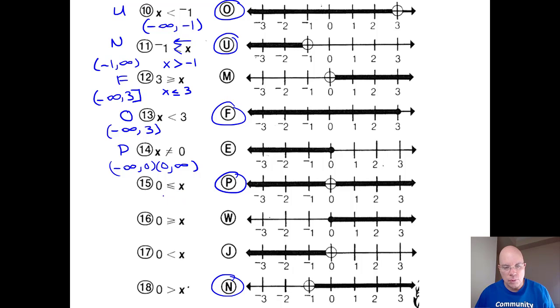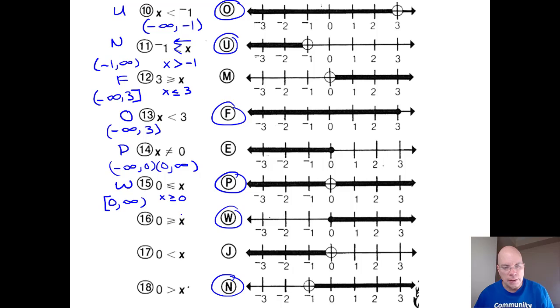I'm going to rewrite this one. X is greater than or equal to 0. So I need a solid dot at 0, which I have here, but the arrow is going the wrong way. I need the arrow going to the right, so that's W. The solution set starts at 0 and goes to positive infinity. The 0 is included, so I need a bracket on the 0.